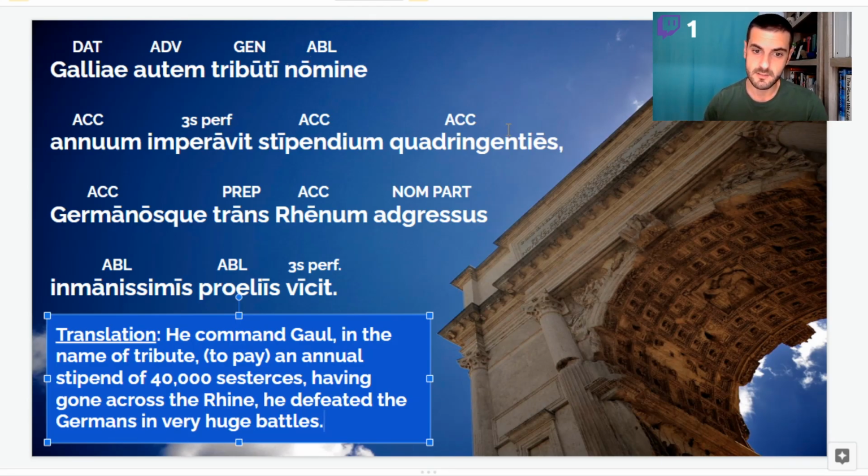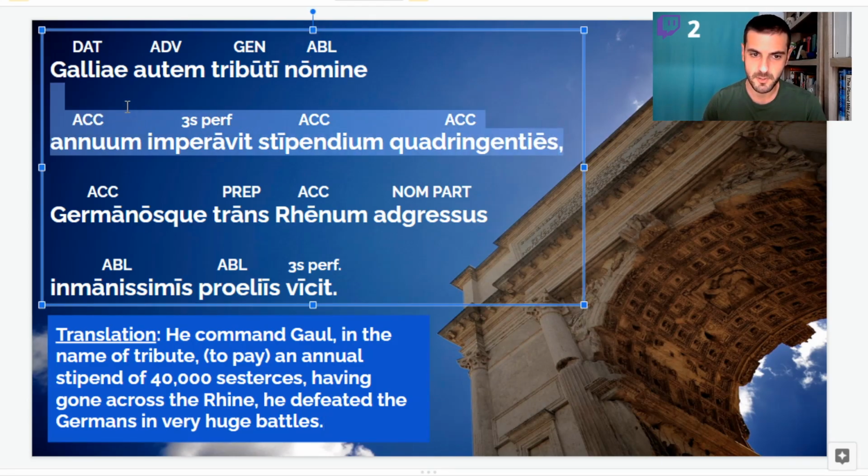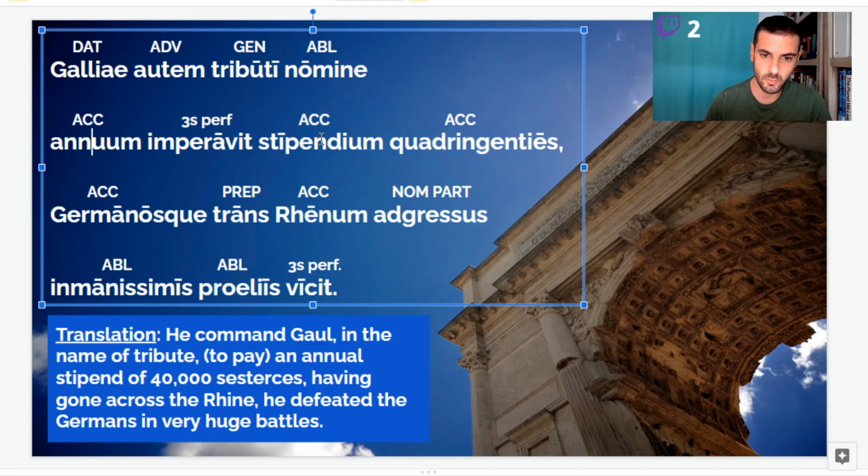So again, long sentence, but cut it in half, right? The first part here is about how he commanded Gaul to pay tribute. It's an annual annuum stipendium, an annual 40,000 sesterces punishment in the name of tribute. He called it tribute, basically. And then the Germans, after he went across the Rhine, he defeated them in these very big battles.